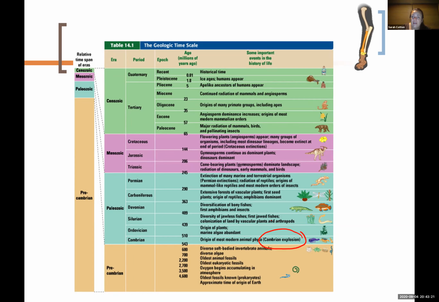I mean, all of a sudden you have these rocks that don't really have much of anything interesting in them at all, to all of a sudden you hit a layer of rock and it's got all kinds of stuff. Okay, and so we call that a radiation. And this particular one is called the Cambrian explosion, right? Because all of a sudden there's this really rapid, relatively speaking, development of all different body forms and all different kinds of organisms. And it's really amazing, okay?